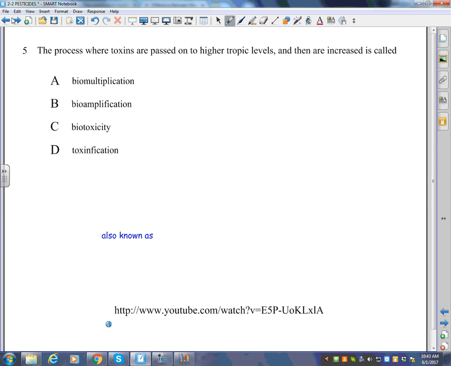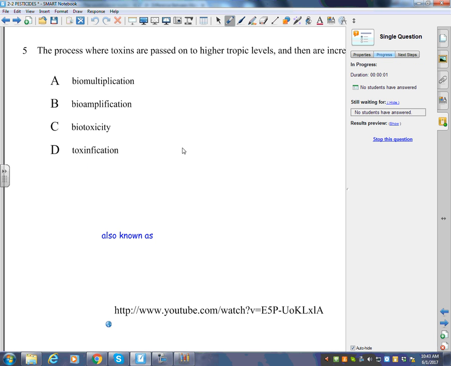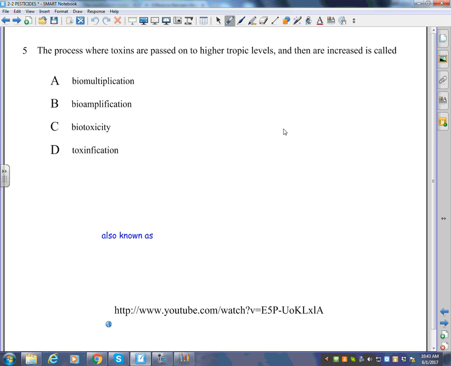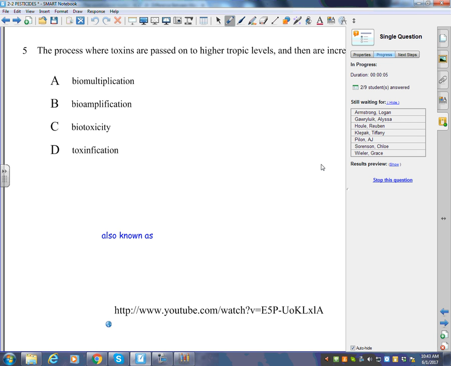Okay, here's the one thing that I really want you to learn from this lesson. The process where toxins are passed on to higher trophic levels and then are increased is called: biomultiplication, bioamplification, biotoxicity, toxification? A cool word. No, it's toxinification. What is the process where toxins, poisons, are passed on to higher trophic levels and then are increased?